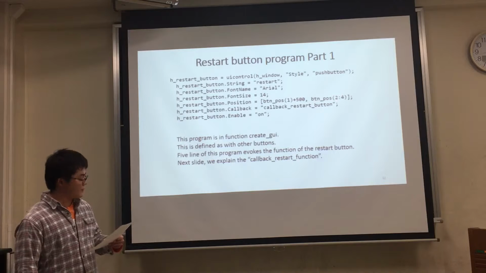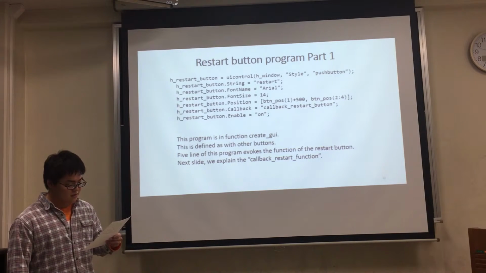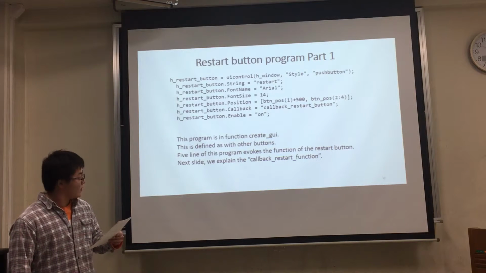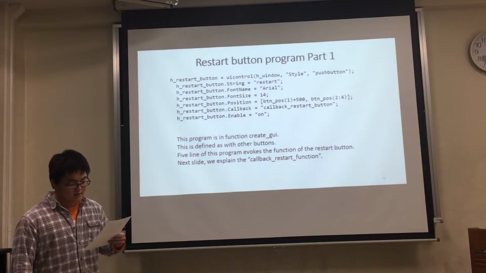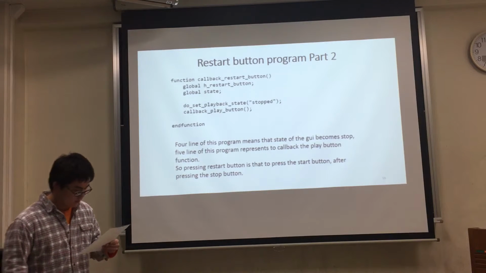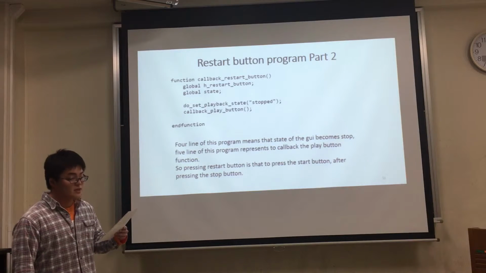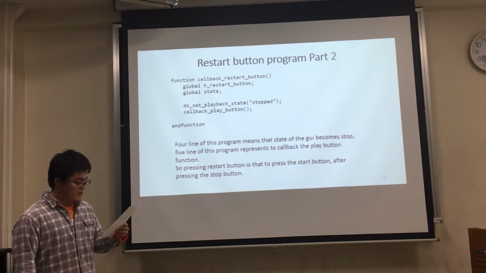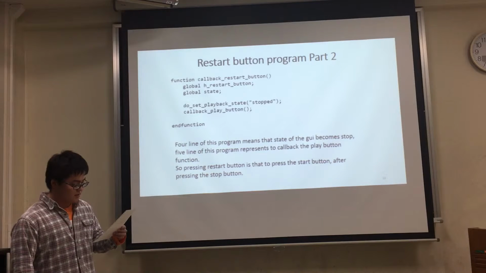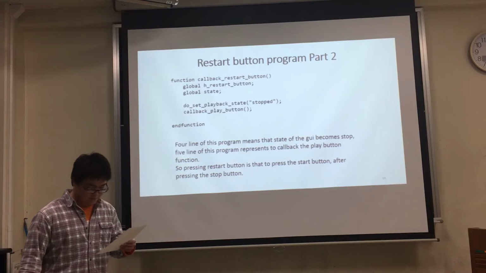The program is in the function create GUI. The 6th line of the program evokes the function of the restart button. On the next slide, we explain the callback restart function. The 4th line of the program sets the state of the GUI to stop. The 5th line represents the callback play button function. So pressing the restart button is similar to pressing the start button after pressing the stop button.